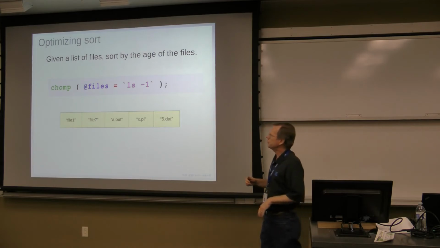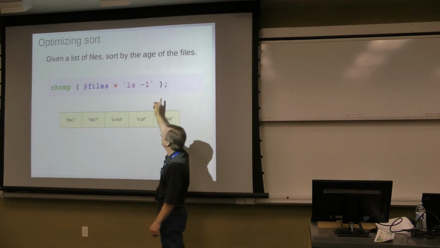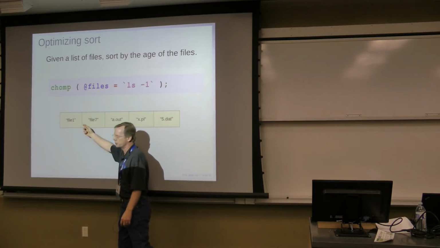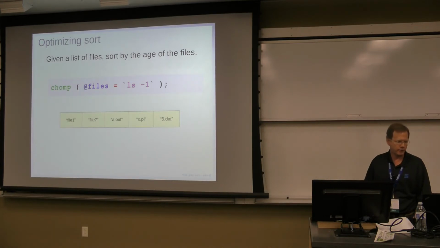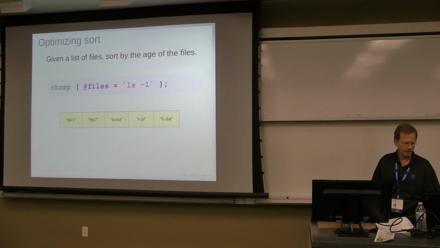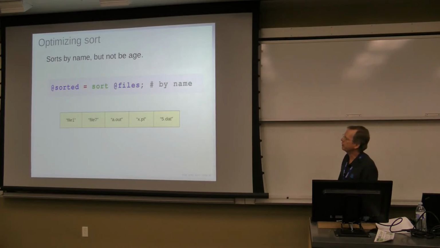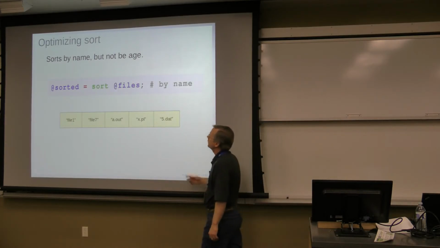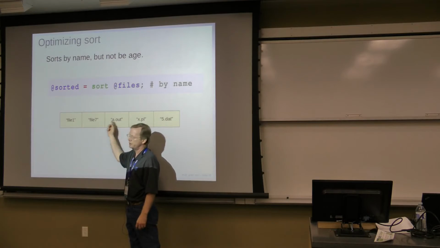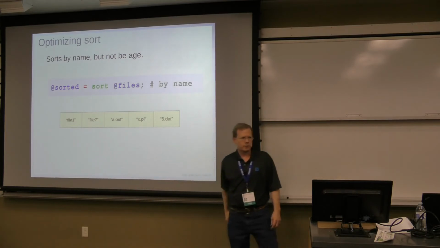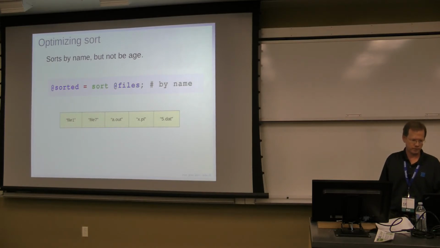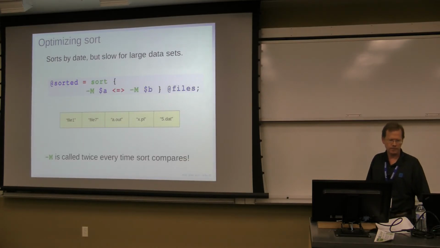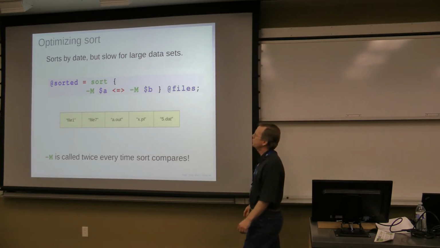So let's create a list of files. Here we'll put into @files the files in the current directory, and let's say they look like this inside of our @files array. If we just call a regular sort, that will sort these in order, but we don't want to sort by the file name. We want to sort by the age.